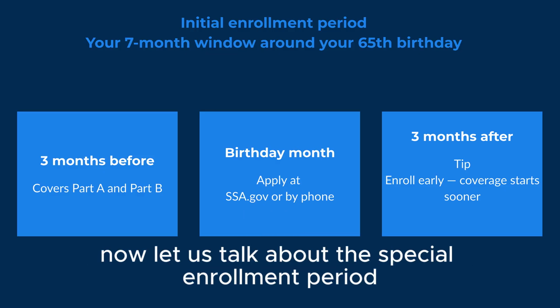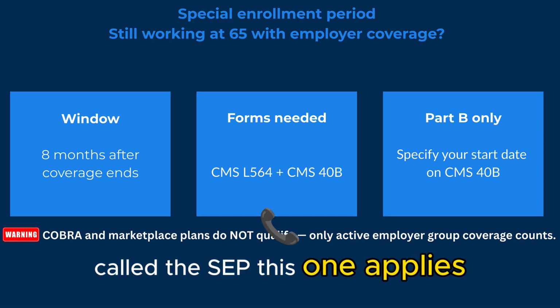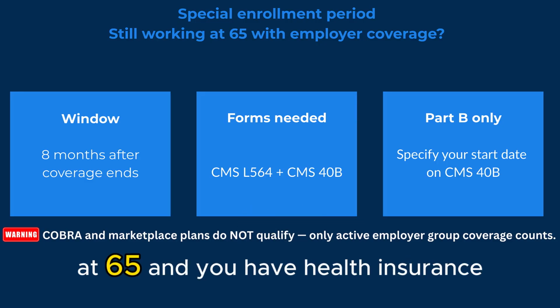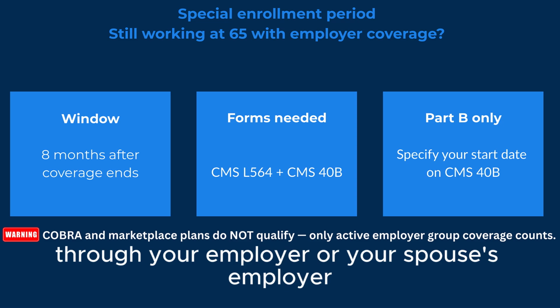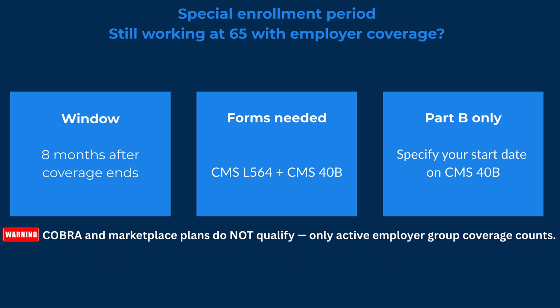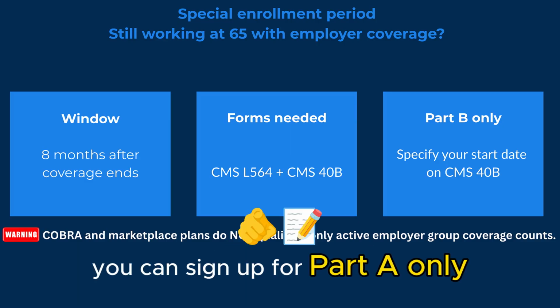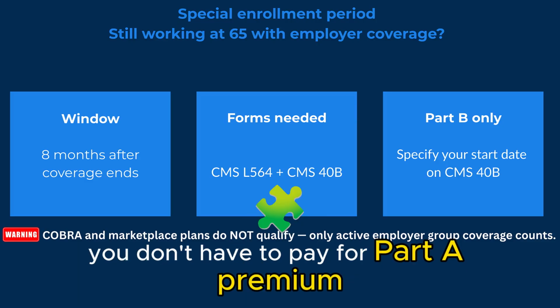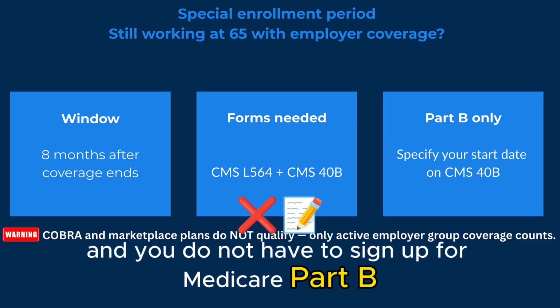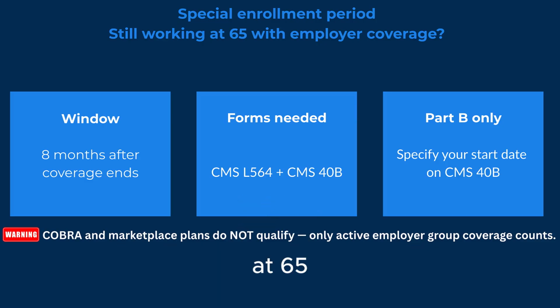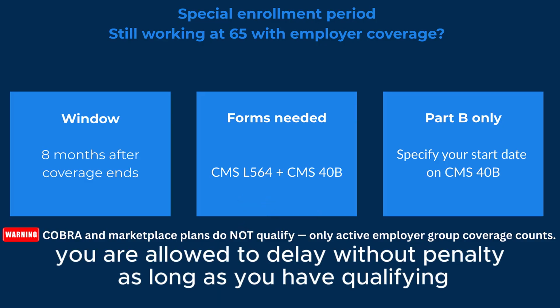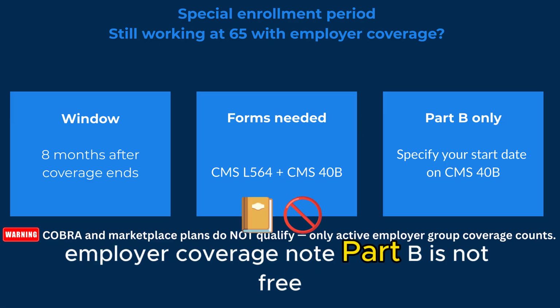Now let us talk about the Special Enrollment Period, called the SEP. This one applies to you if you are still working at 65 and you have health insurance through your employer or your spouse's employer. If that is your situation, here's the good news. You can sign up for Part A only, you don't have to pay a Part A premium, and you do not have to sign up for Medicare Part B at 65. You are allowed to delay without penalty as long as you have qualifying employer coverage.